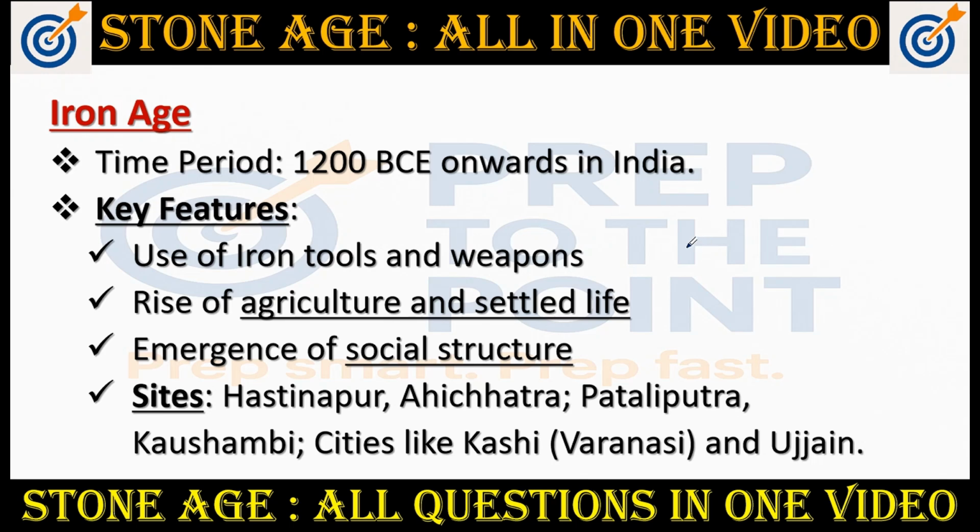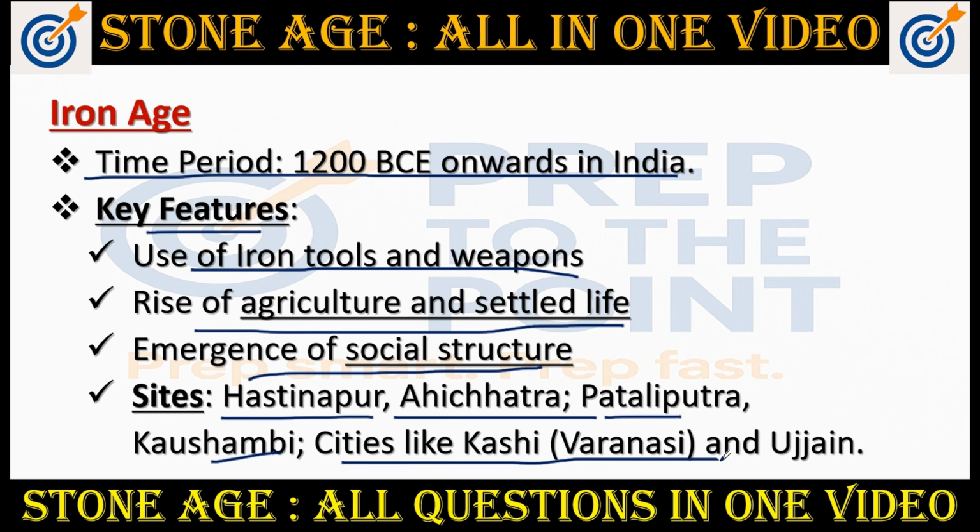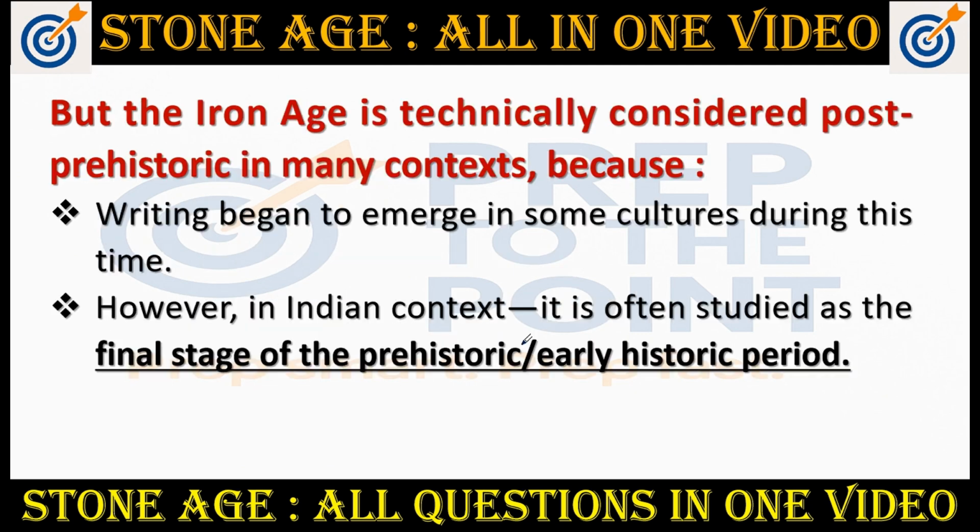Now Iron Age. Iron Age time period is 1200 BCE onwards in India. Key features are use of iron tools and weapons, rise of agriculture and settled life, emergence of social structure, sites like Hastinapur, Ahichchhatra, Pataliputra, Kaushambi, and cities like Kashi, which is also known as Varanasi, and Ujjain.